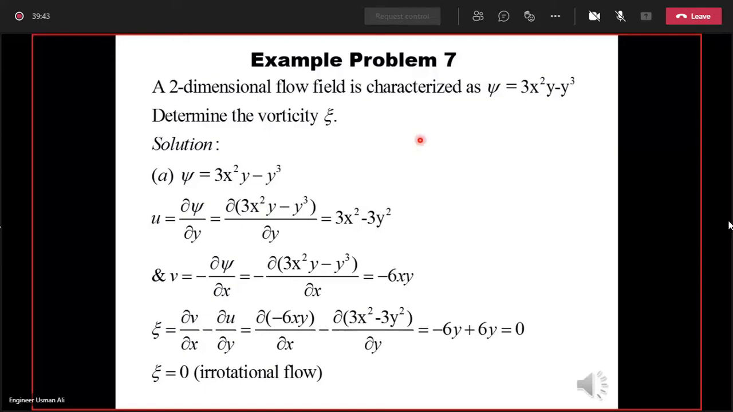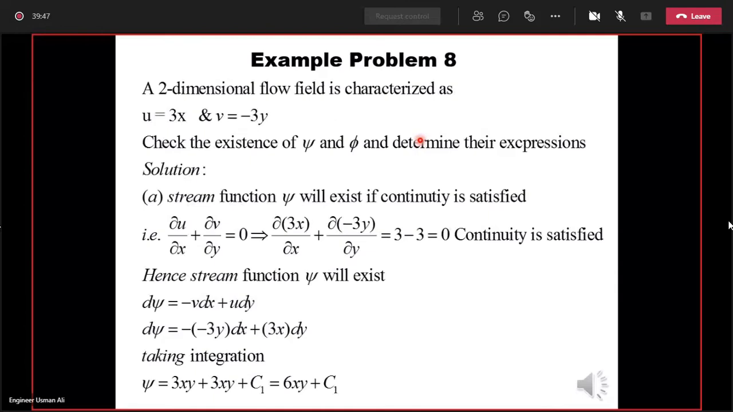Next, you are given a two-dimensional flow field, u is 3x and v is minus 3y. You need to check the existence of psi and phi and determine their expressions. Solution: the stream function psi will exist if continuity is satisfied. And if this flow field is irrotational, it means that the velocity potential function will exist.